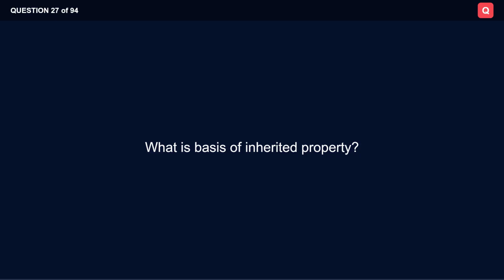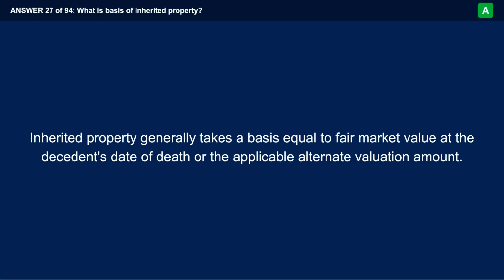What is basis of inherited property? Inherited property generally takes a basis equal to fair market value at the decedent's date of death or the applicable alternate valuation amount.